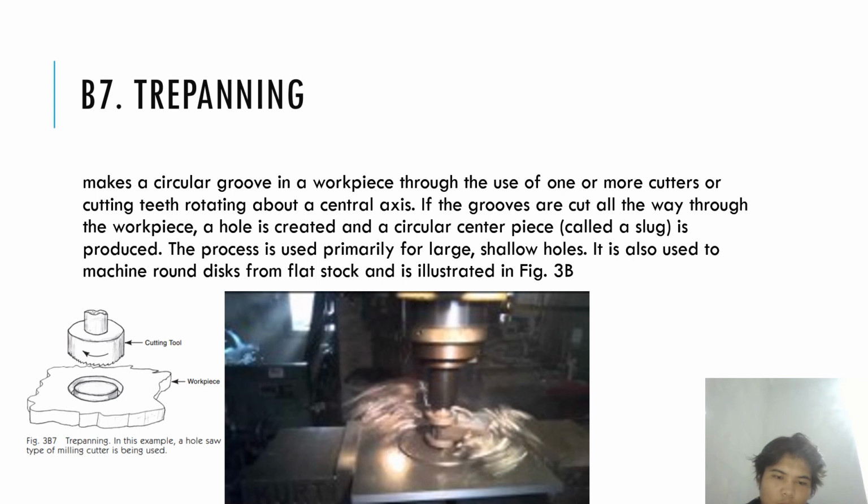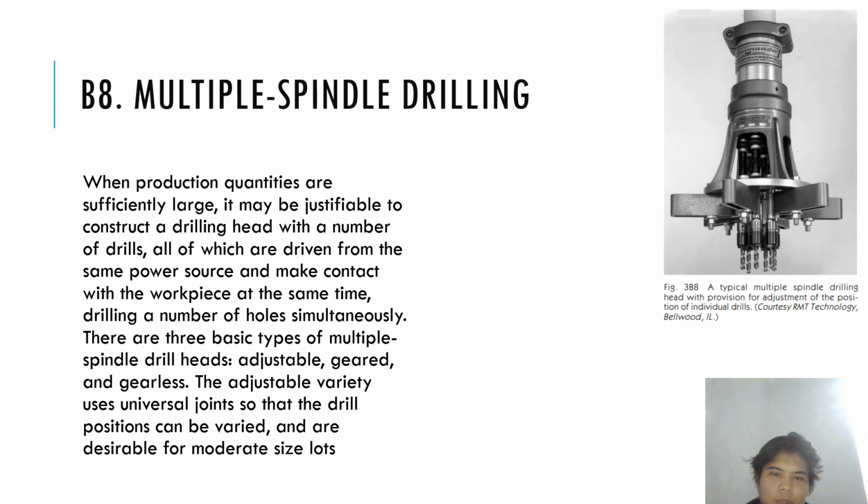So it's going to make a hole. Multiple spindle drilling. When production quantities are sufficient, it may be justifiable to construct a drilling head with a number of drills, all of which are driven from the spindle power source and make contact with the workpiece at the same time, drilling a number of holes simultaneously.